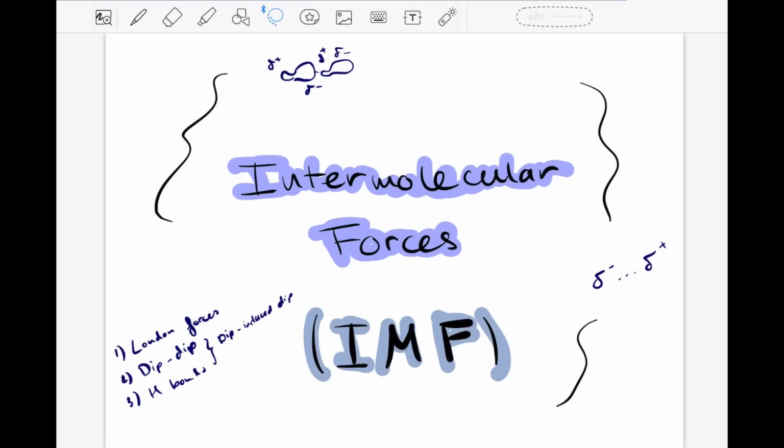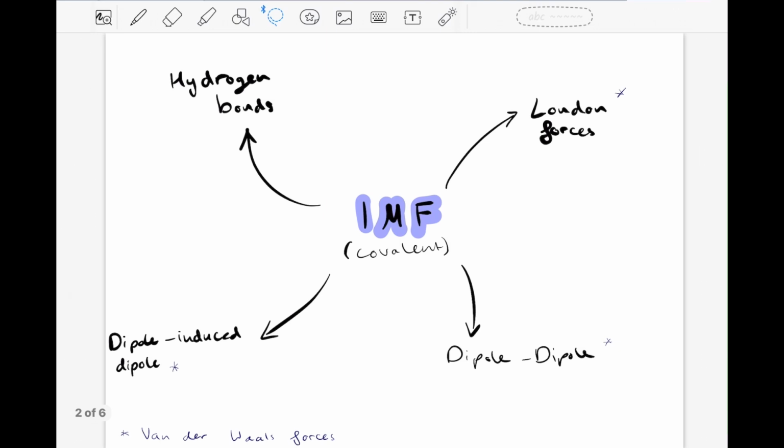Hey guys, and welcome back to this week's video, which is going to be about intermolecular forces, which are the forces between molecules, and in this case between covalent molecules. They're also referred to as IMF because that's just simpler. So there are 3 or 4 main types of intermolecular forces. There are London forces, dipole-dipole forces, dipole-induced dipole, and hydrogen bonds.